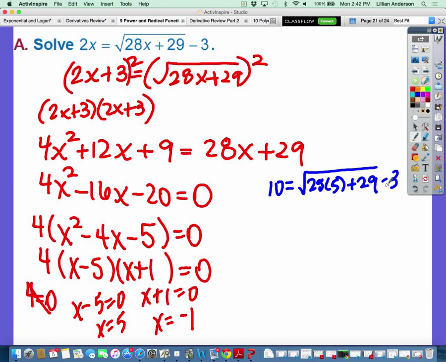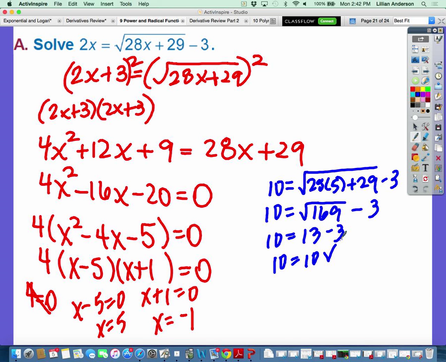28 times 5. 5 times 8 is 40. Carry the 4. 140. So 140 plus 29 is 169, and you should know what the square root of 169 is. 13. So is 13 minus 3 10? Yeah. So 5 works.